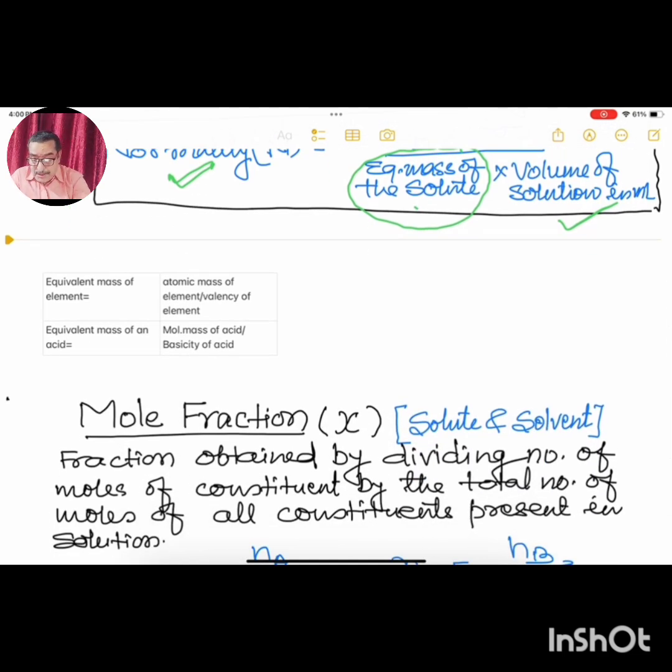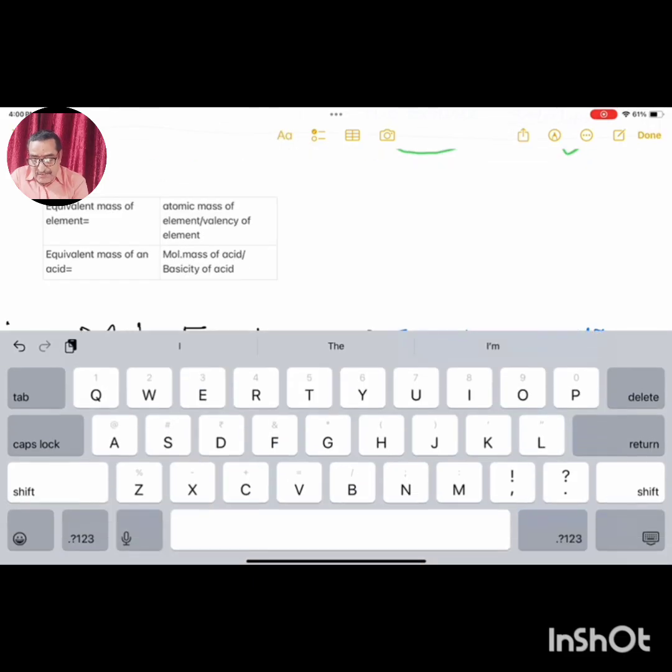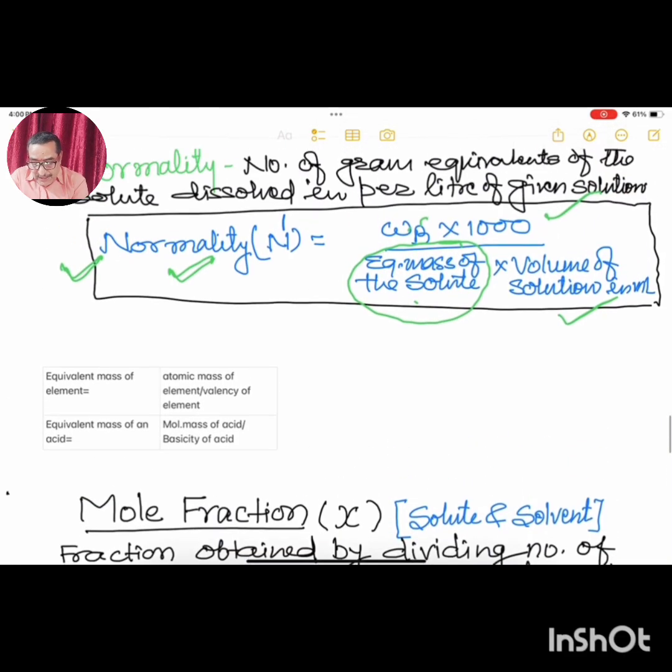But here one question is very important. How do we know the equivalent mass? I just mentioned two examples here. There are so many examples; if you want to know, I will take much more time separately for normality, but as per our CBSE, it is not mentioned in our syllabus. Equivalent mass of an element is the atomic mass of the element divided by the valency of the element. Equivalent mass of an acid is the molar mass of the acid divided by the basicity of the acid.